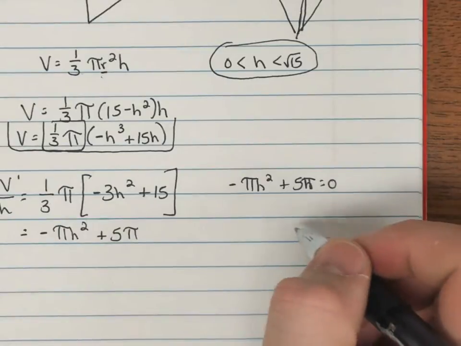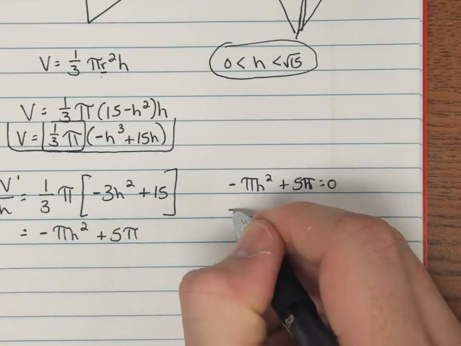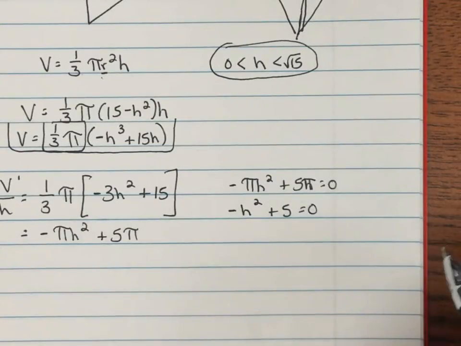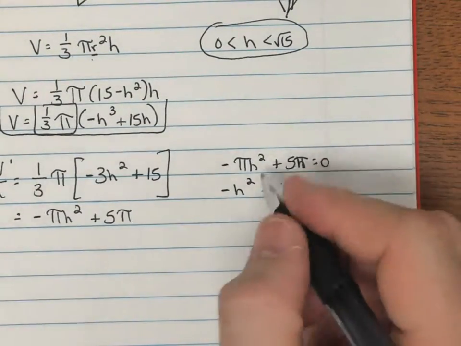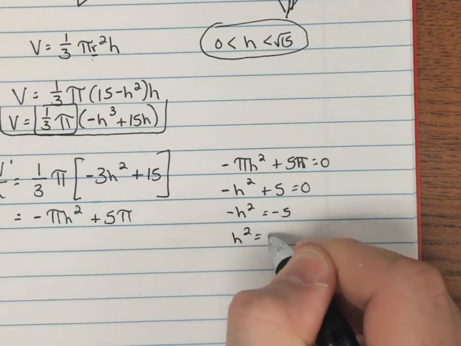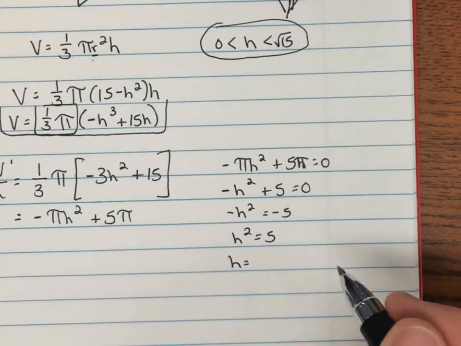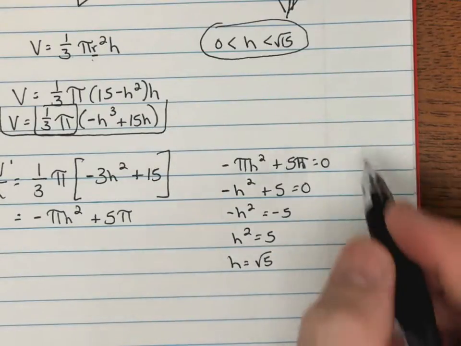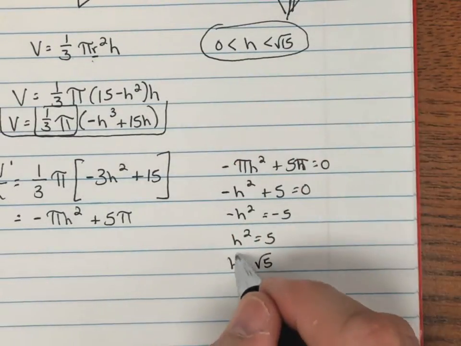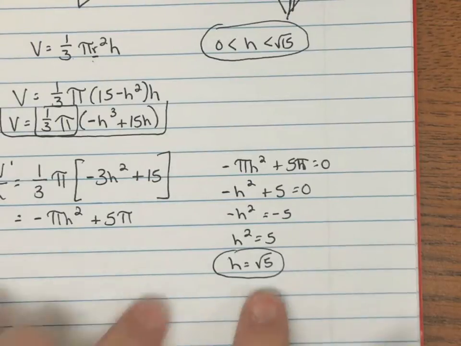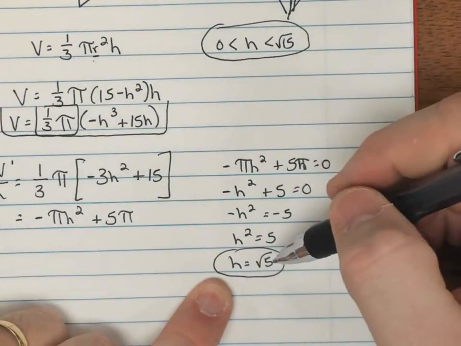I would reduce this before I started. Divide everything by pi, gives you negative h squared plus 5 equals 0. Looks a little bit better. Subtract 5 gives me negative h squared equals -5. Divide by -1 gives you h squared is 5. So h is equal to the square root of 5. You do not have to worry about plus or minus, because again, h is between 0 and root 15. You cannot have an h that's negative. So that's going to be my height that maximizes volume.